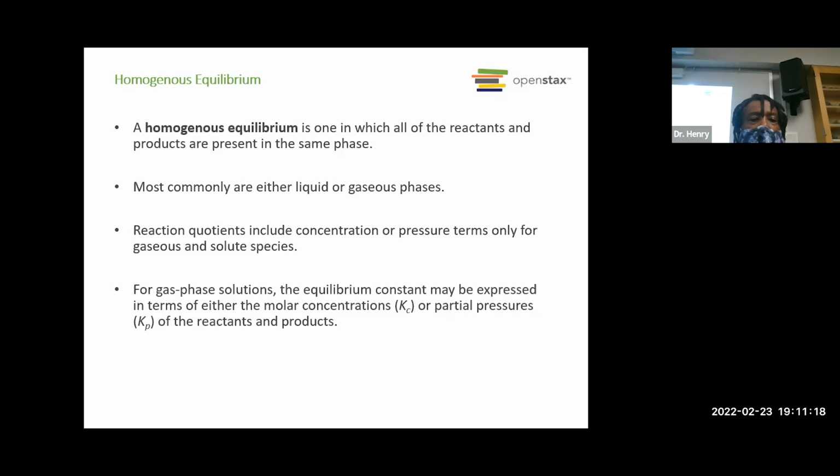So the reaction quotient can include either the concentration or it can include pressure. So if you're using pressure, you want to use pressure consistently. If you're using concentration, you want to use concentration consistently.